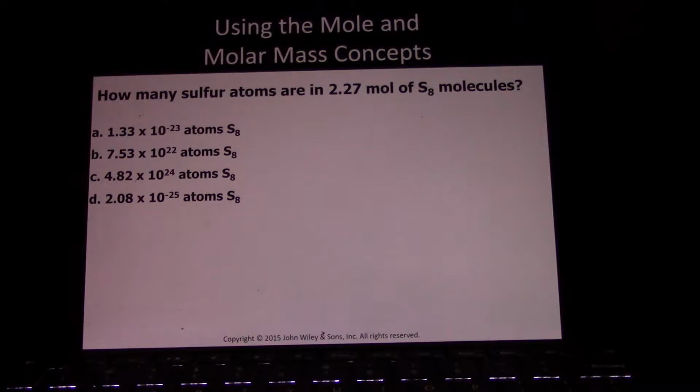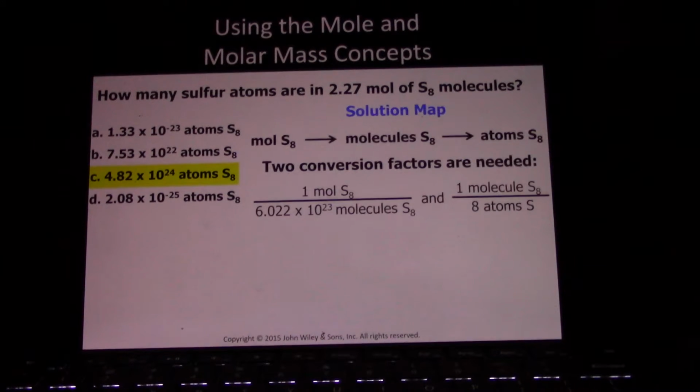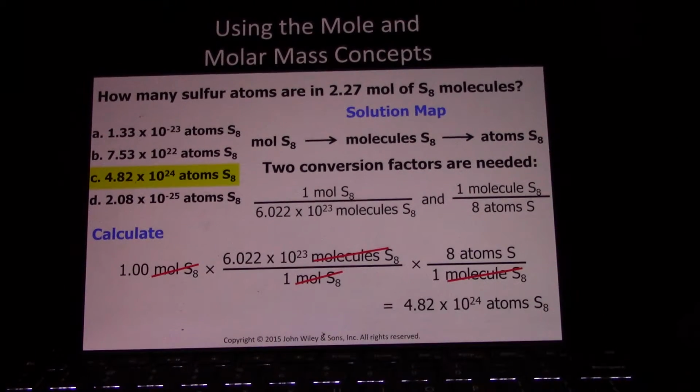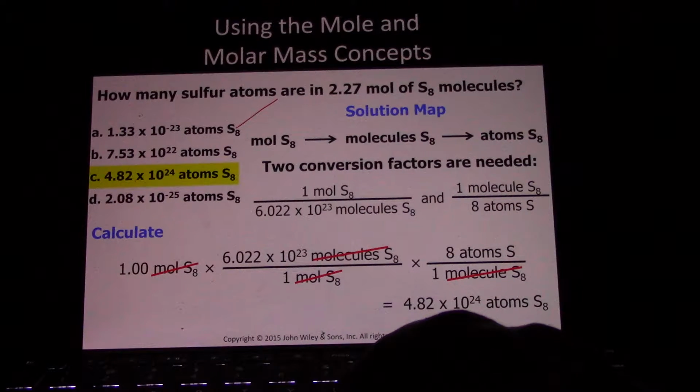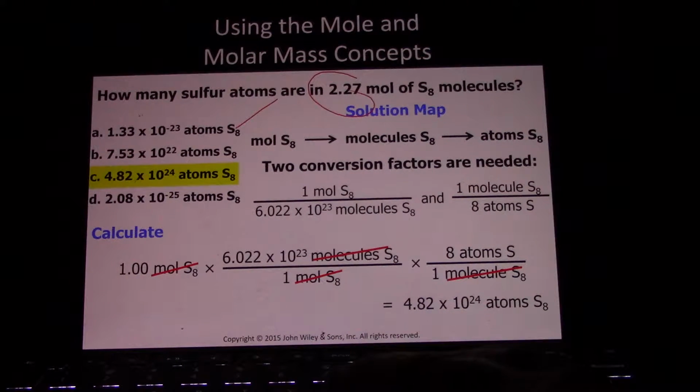How many sulfur atoms are in 2.27 moles of sulfur molecules? Well, the important thing to realize here is 1 molecule of sulfur contains 8 atoms. It's one of the polyatomic molecules. And the answer in the PowerPoint is actually a typo because they start with 1 mole. That is incorrect. You should start with 2.27 because up here they gave you 2.27 moles. So this is a mistake in the PowerPoint.